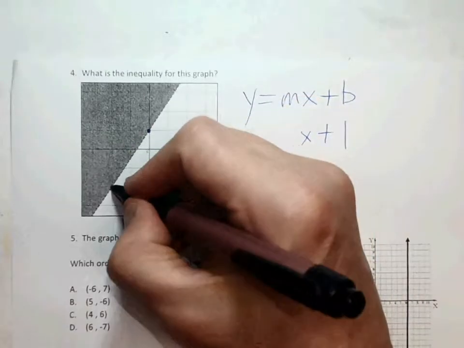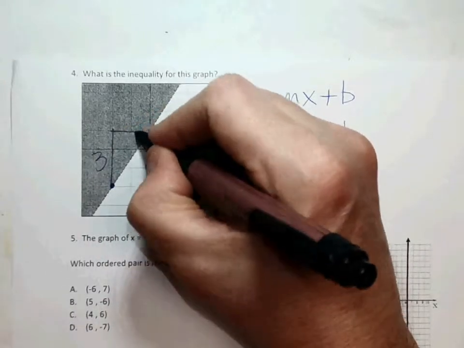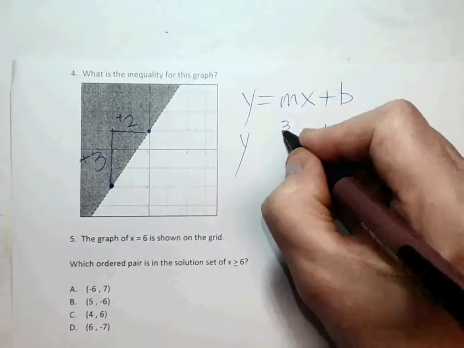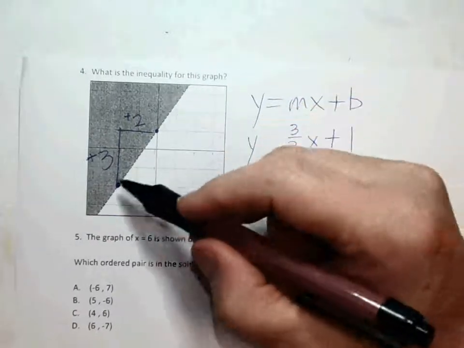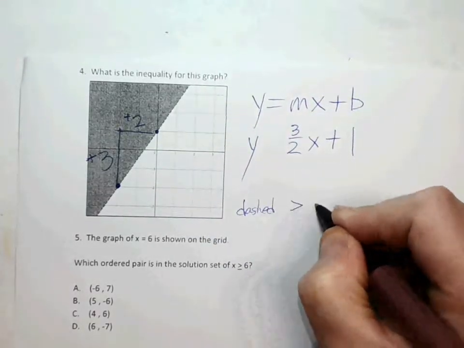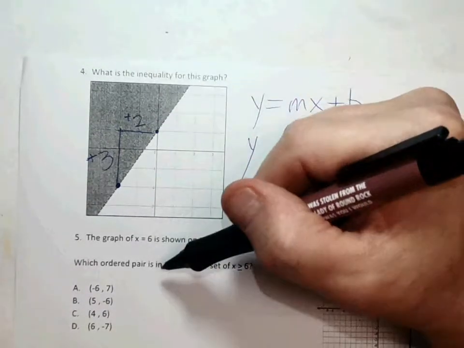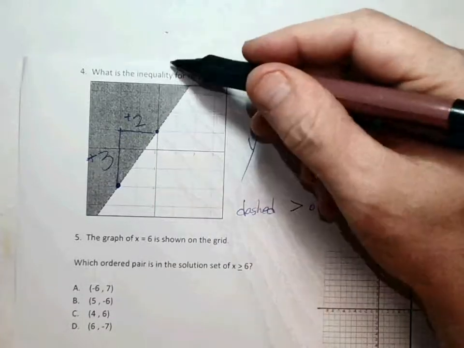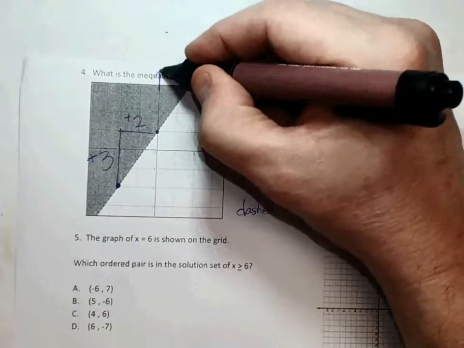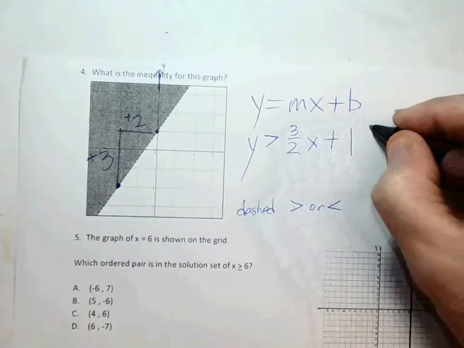What's my slope? Well, let's do a slope triangle. I go up 3 and I go right 2. Up is positive, right is positive. So my slope is 3 over 2. And my line is dashed. So a dashed line is either greater than or less than with no symbol underneath it. And am I shading above or below? Is my shading heading up on the y-axis or down on the y-axis? The shading is heading up on the y-axis. So we're going to pick greater than. And there's my inequality.